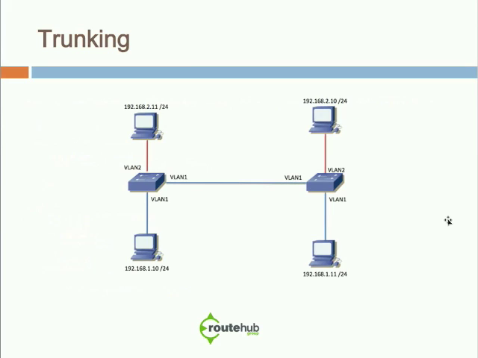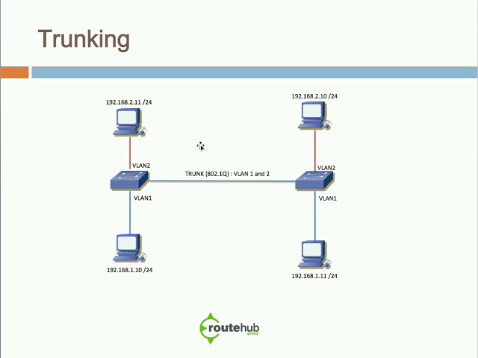So this is the diagram that we saw with our VLAN example. In VLAN 1, these two computers here are able to communicate with each other without any issues. However, the two hosts on VLAN 2 cannot communicate with each other. So how do we fix that?